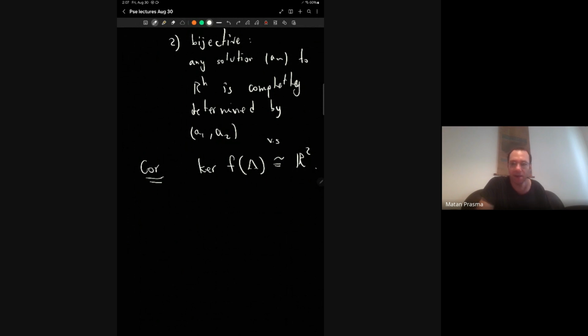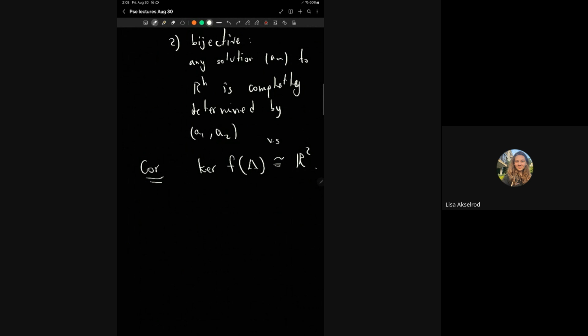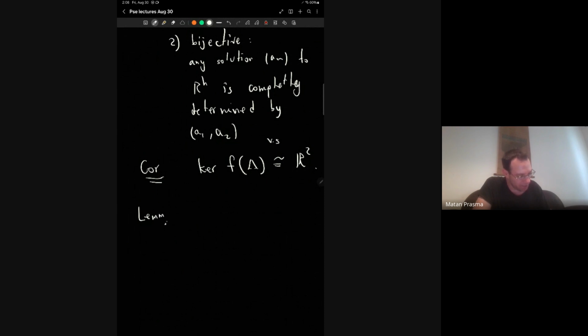What does it mean that something is a two-dimensional vector space? It means that you can express any vector in the space as a linear combination of two basis vectors. So let's consider the following lemma. Let C1, C2 be real numbers.